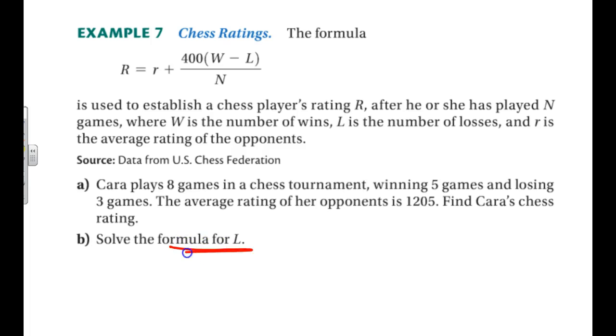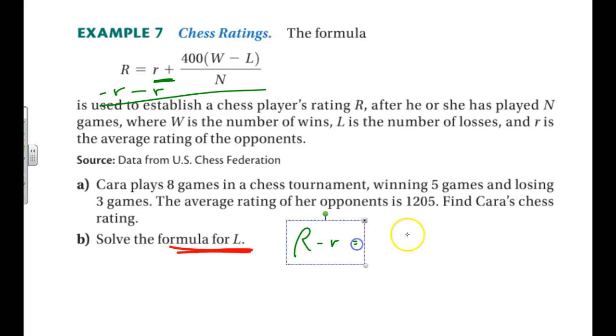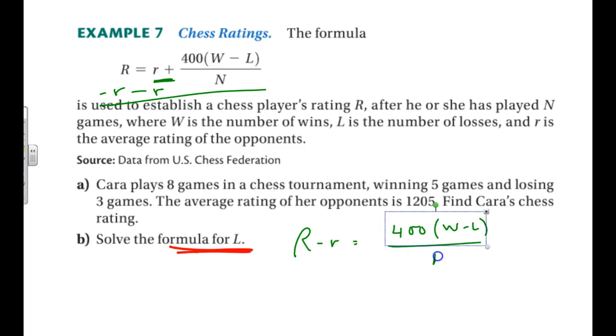Okay, a little bit harder, solving this for L. To get L by itself, maybe the first thing I would do is undo this addition or subtraction. So let's subtract off small r from both sides. So I have capital R minus small r is equal to, ooh, this is going to get complicated. The next thing I probably want to do is multiply both sides by n.